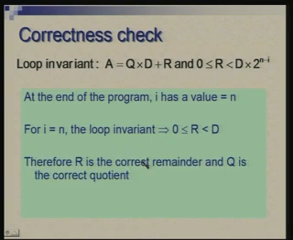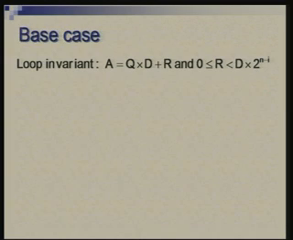Okay. So, therefore, r is the correct remainder and q is the correct quotient. So, this is to show that the loop invariant we are talking of is a meaningful one. It will actually ensure that we are getting a correct result. Now, let us prove it inductively.